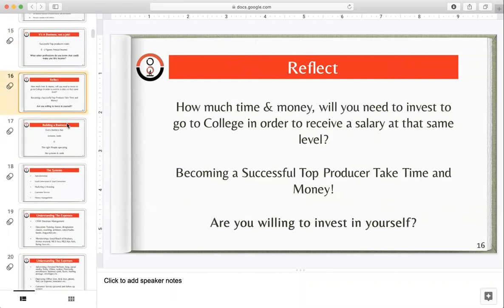So how much time and money will you need to invest in order to go to college? This is just an example: if you go to college, 4 years in college, the minimum is like $60,000, all the way to $200,000 to $300,000 in expense before you even get a degree. And then you have to put your resume out there and hope that you get an entry-level job, which is not going to pay you 6 figures.